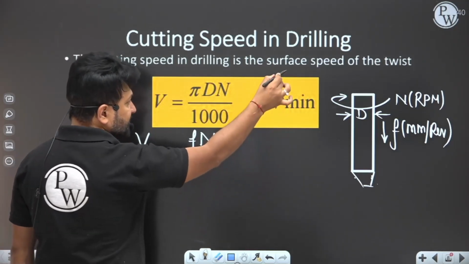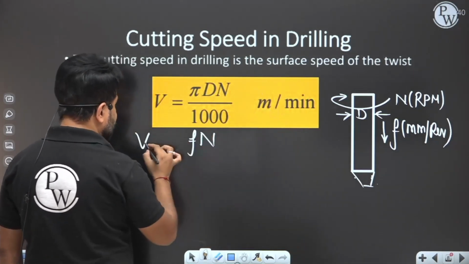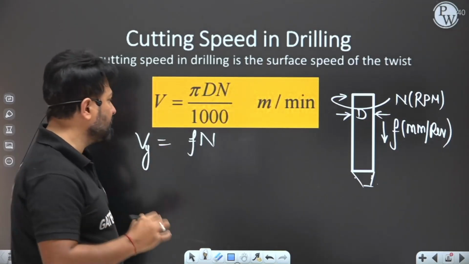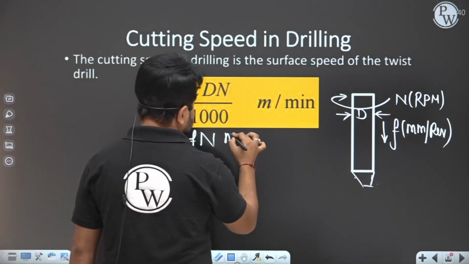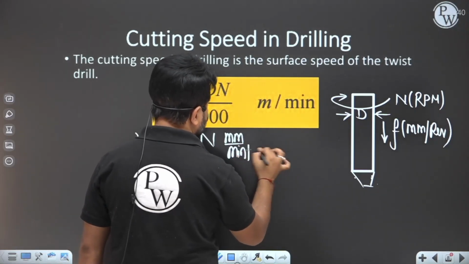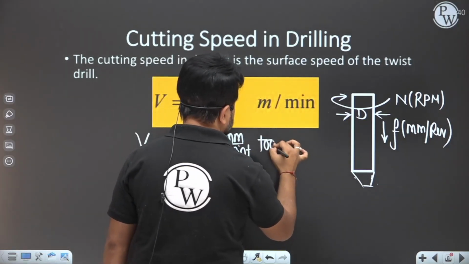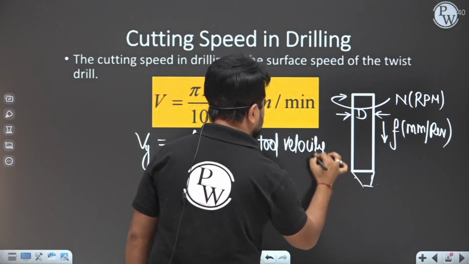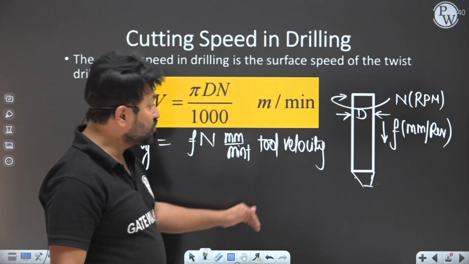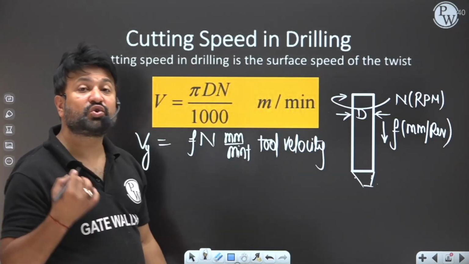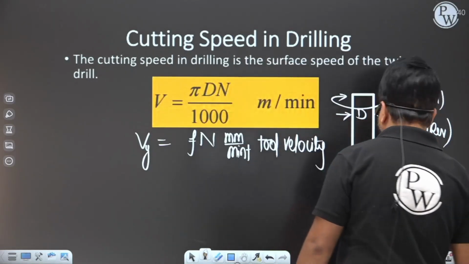Let's say the velocity going in the downward direction, I will call Vy. Basically this is the tool velocity, per minute. Tool velocity, the tool which is moving in the downward direction. This is the cutting velocity by which the tool is cutting the workpiece.